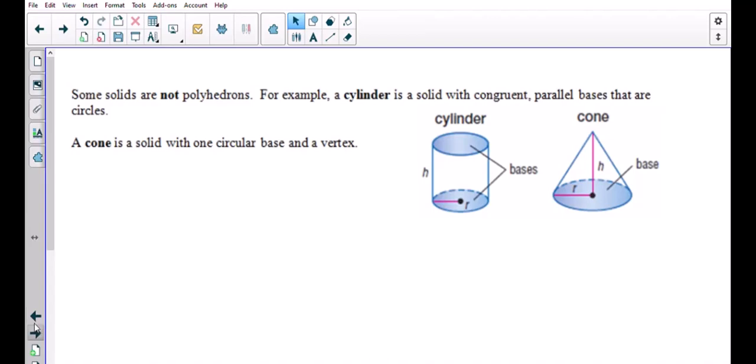You have parallel circles, and then the other surface, if you think of a soup can, if you could take the label off of there and lay it flat, it would actually be shaped like a rectangle, interestingly enough. So you can kind of think of a cylinder as a circular prism, and a cone as like a circular pyramid almost. It goes to a single point at the top, and you have one circular base and one vertex there at the top.